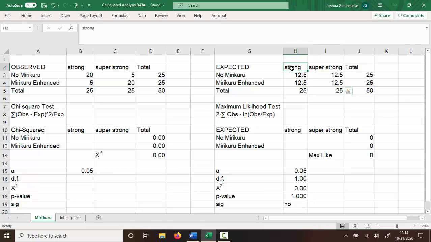We should find equal numbers of strong and super strong because there were equal numbers of people, participants who took the Mirakuru and did not. So that's why this is square like this. This is what we would expect if you had equal numbers of strong and super strong and equal numbers of participants taking the Mirakuru and not taking the Mirakuru.